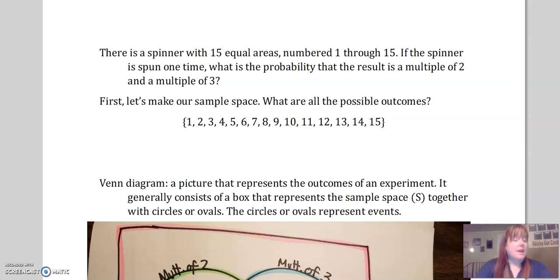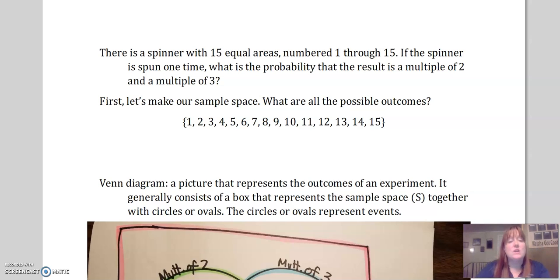You're spinning a spinner and it has 15 equal areas. They're numbered 1 through 15. And we're trying to figure out, if the spinner spun one time, what's the probability that the result would be a multiple of 2 and a multiple of 3. So, you could just list out the sample space.